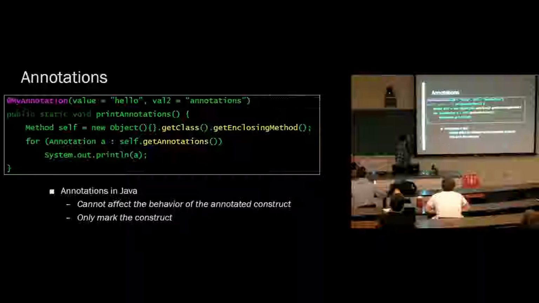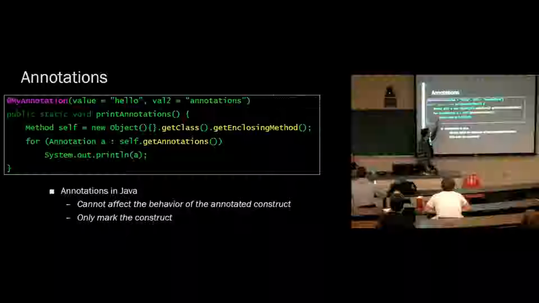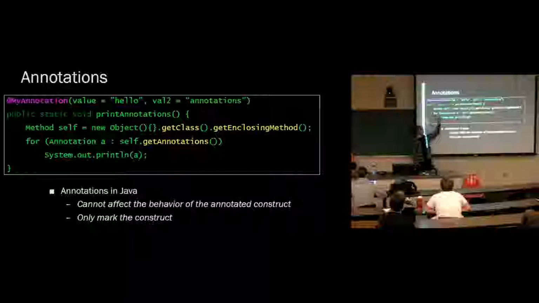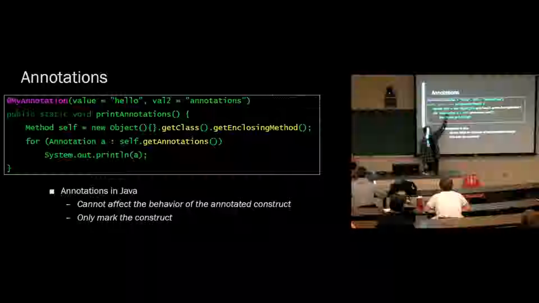And what they do is they just add metadata. They mark this construct in some way, but they don't change it. This isn't like Python. In Python, we use the exact same syntax for decorators. And decorators had complete control over what they were decorating. A decorator in Python could completely change the behavior of this function. That's not annotations in Java. In Java, the annotation is just assigning metadata.